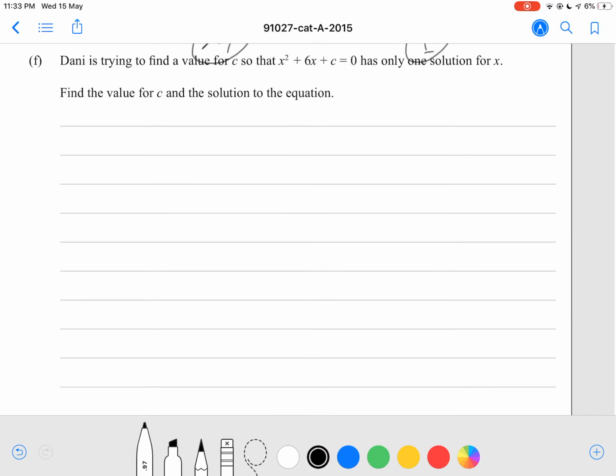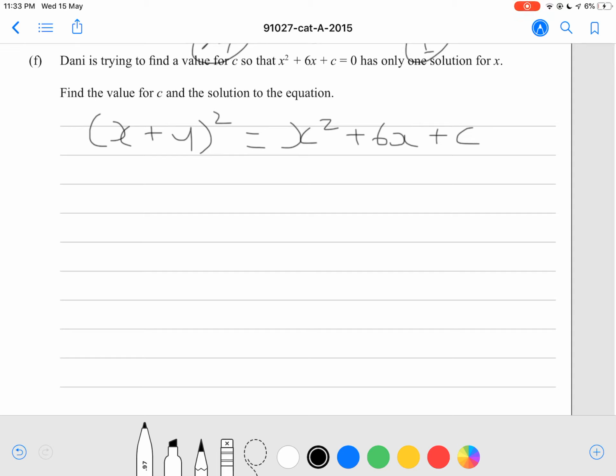Danny is trying to find a value for C, so that x squared plus 6x plus C has only one solution. So basically, the easy way to do this is just (x plus y) whole squared equals x squared plus 6x plus C, because there's only one solution for x, right? So it has to be something squared in order for it to only have one solution, okay? So it has to be the same thing multiplied twice.